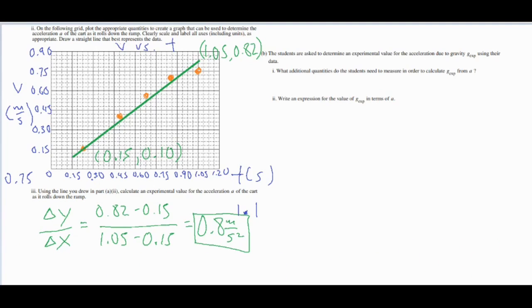Now, the accepted value from the scoring guide was 0.75 meters per second squared, but it turns out that you don't have to get that exact slope anyways. All you have to do is attempt to find the slope of your best fit line, and if you do a reasonable job doing that, then you earn your point.